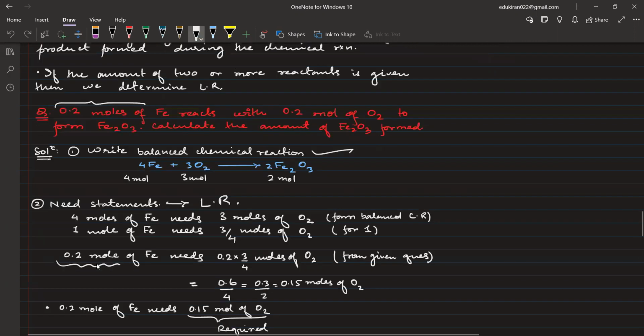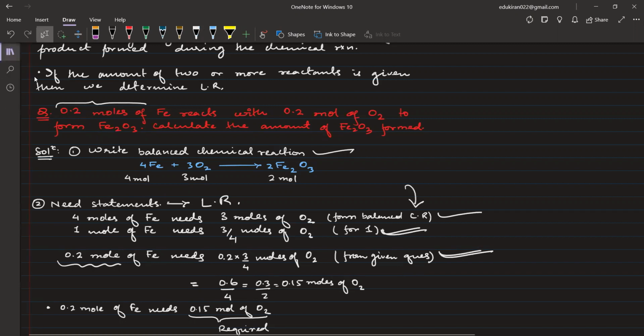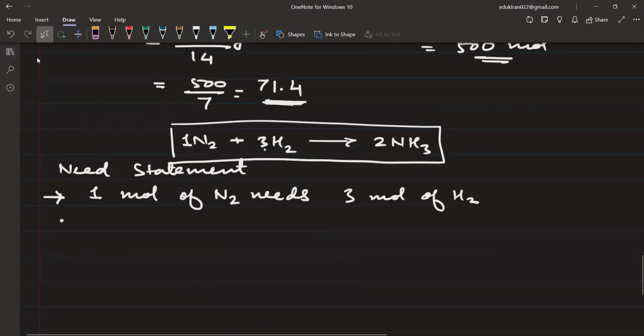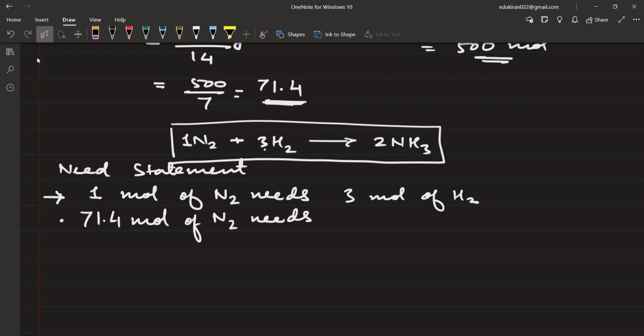From the balanced chemical reaction, then from the given question. See, whatever the first statement is, it is according to the balanced chemical reaction. Then we calculate for 1 how much is required. Then we calculate for what is given in the question. So now you tell me what we have. 71.4 moles of N2 needs how many moles of H2?